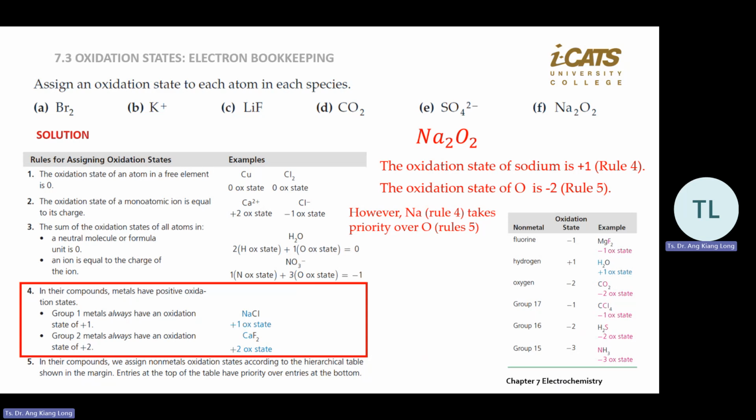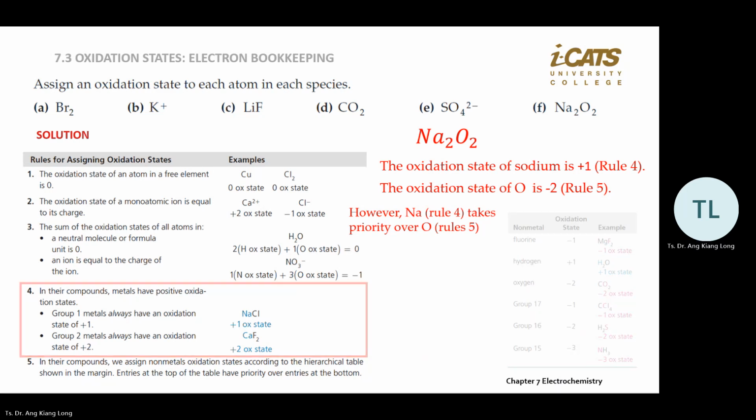Even within this table, you need to give priority based on hierarchy. If you see fluorine and hydrogen, you need to calculate fluorine first. If you see oxygen and hydrogen, you need to give hydrogen first, because hydrogen is above oxygen. Understand? So when you memorize, you need to memorize the sequence: fluorine, hydrogen, oxygen, groups 17, 16, 15.